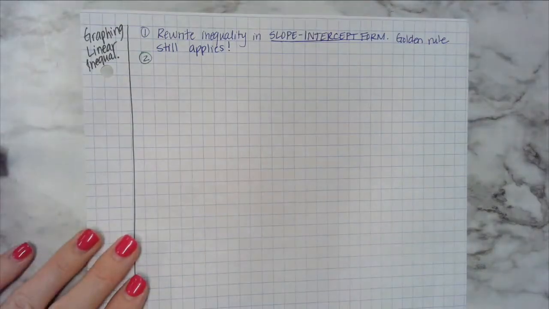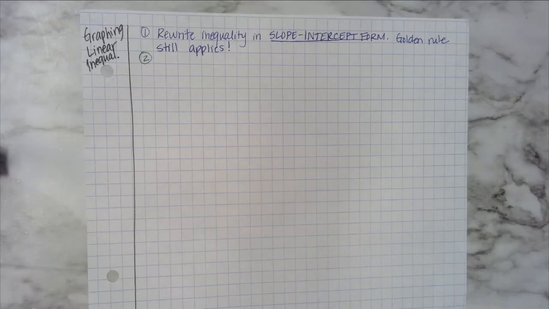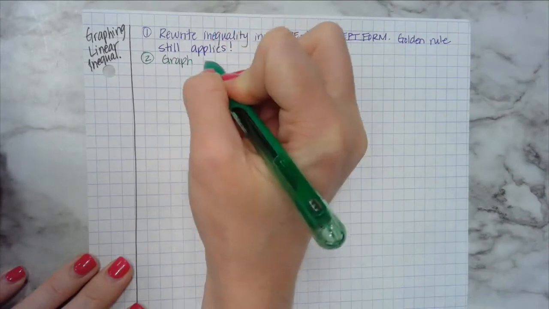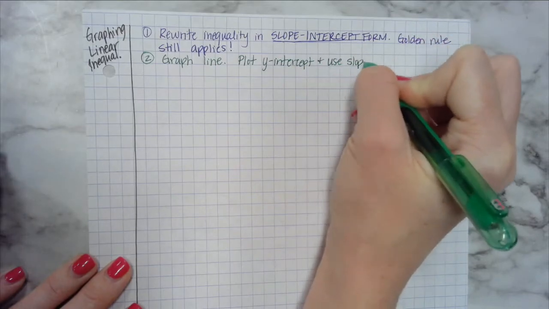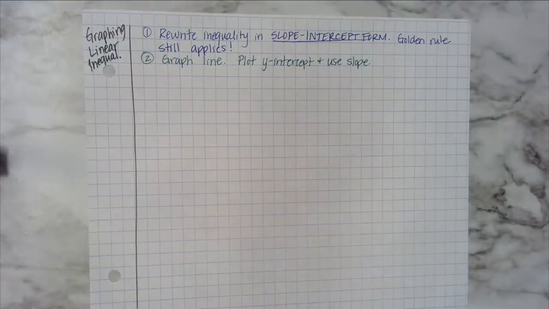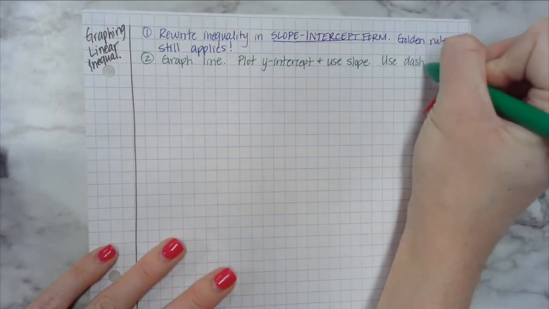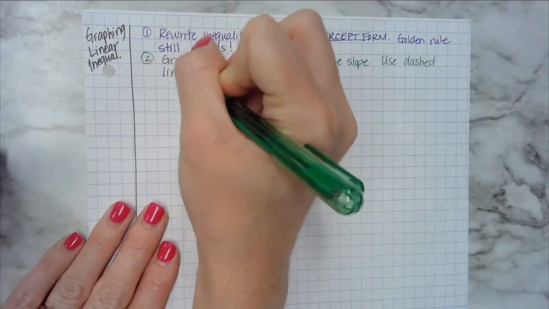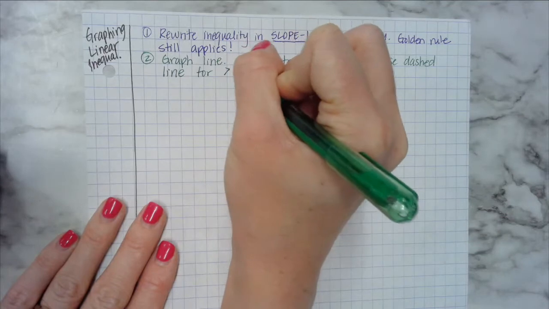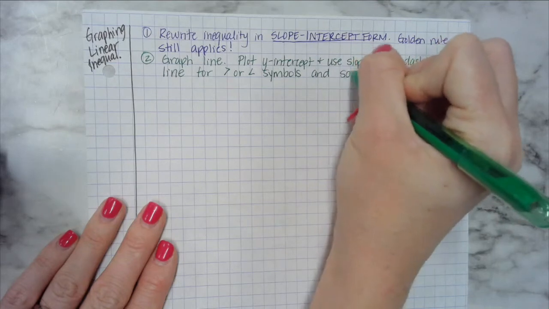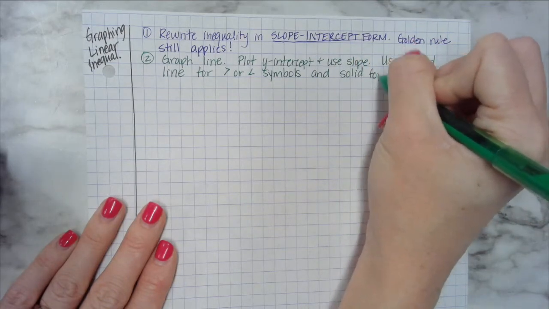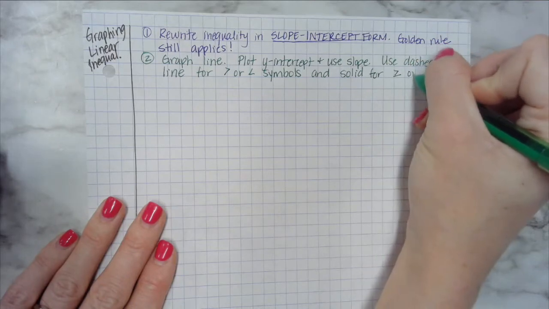Step 2. We're going to graph the line just like we would if this was a linear equation. Plot the y-intercept and then use our slope. Now, there are some things that we are going to add here. Because this is an inequality, use a dashed line for greater than or less than symbols. And a solid line for greater than or equal to or less than or equal to symbols.